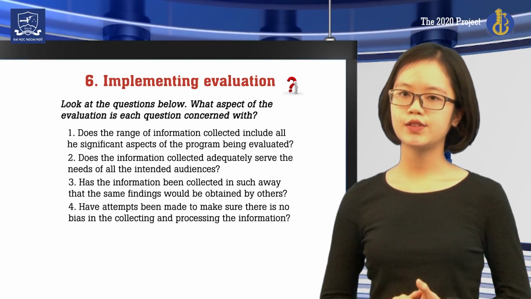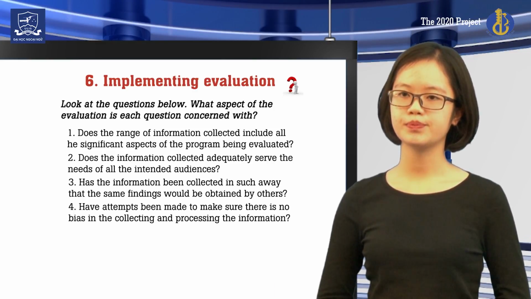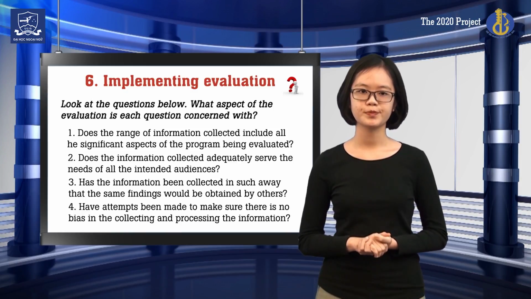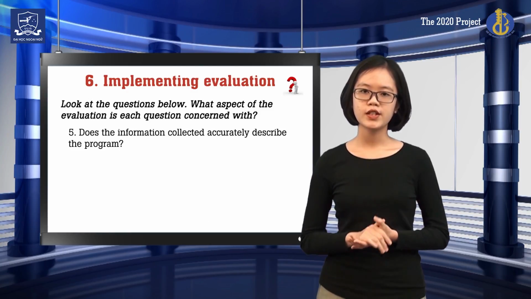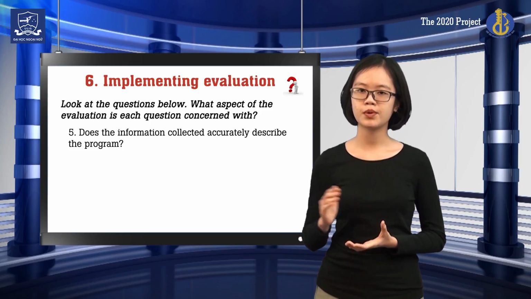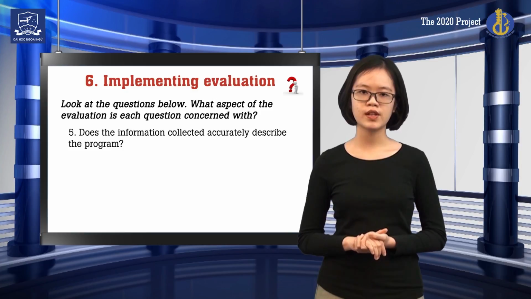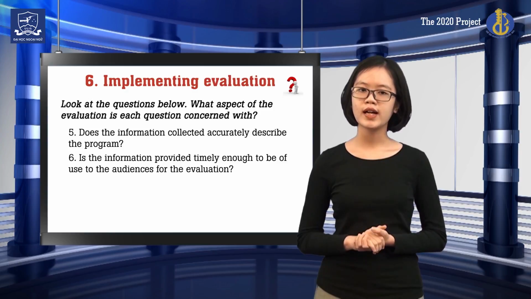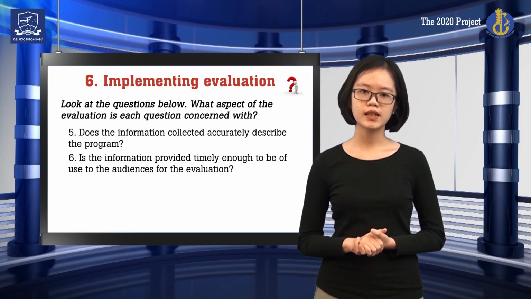Have attempts been made to make sure there is no bias in collecting and processing the information? This question deals with the objectivity of evaluation. Does the information collected accurately describe the program? This question deals with the representativeness of evaluation. Is the information provided timely enough to be of use to the audiences of evaluation? This question deals with the timeliness of evaluation.